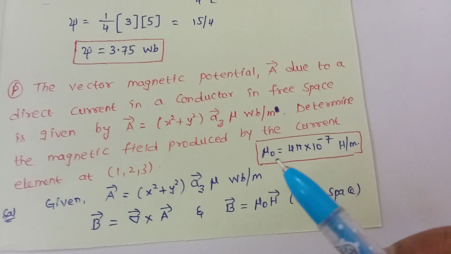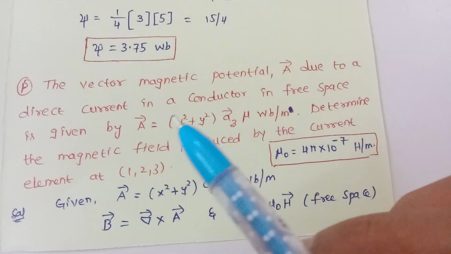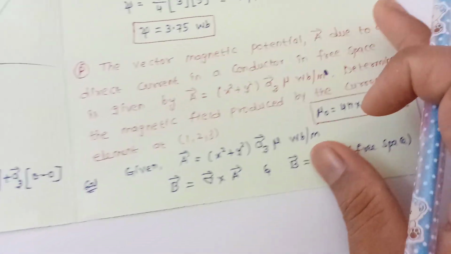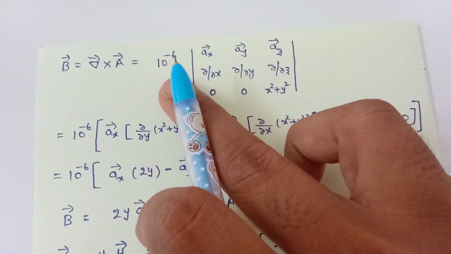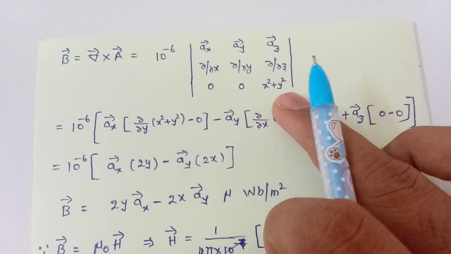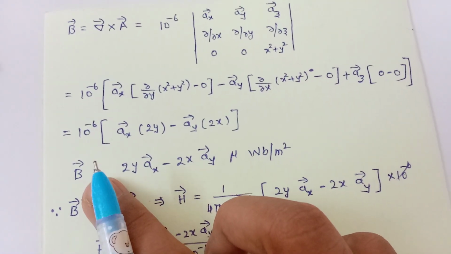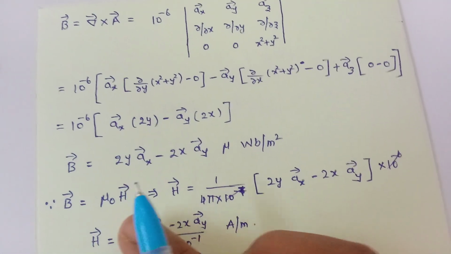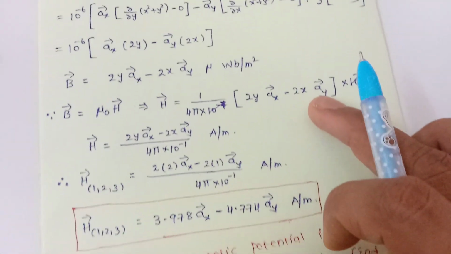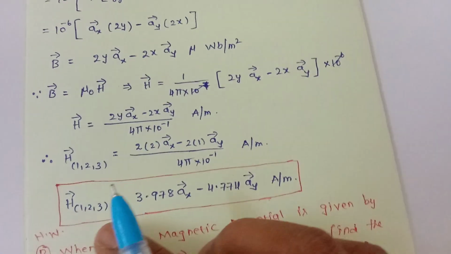Is it clear? Then mu naught value is 4 pi into 10 to the power of minus 7 henries per meter. Since once again it is in the Cartesian coordinate system, I am going to use the cross product in the Cartesian coordinate system. After evaluating this, I have the magnetic flux density as this. Then we know that B bar is equal to mu naught into H bar. Then H bar is equal to this value. But they said to determine at this point 1, 2, 3.